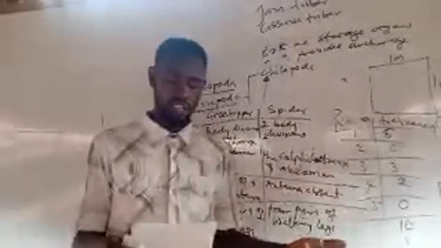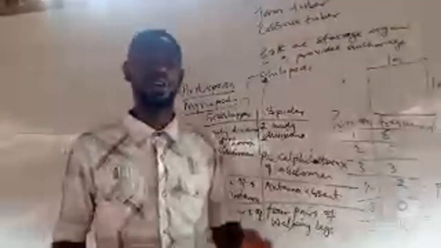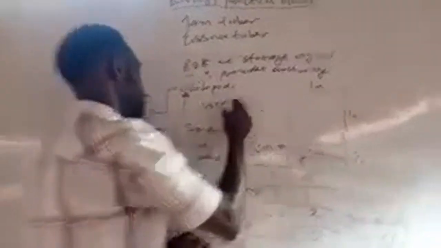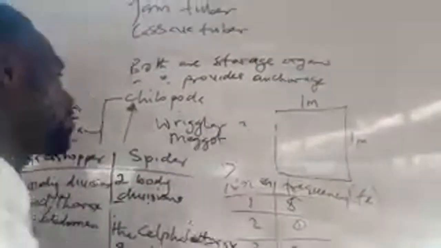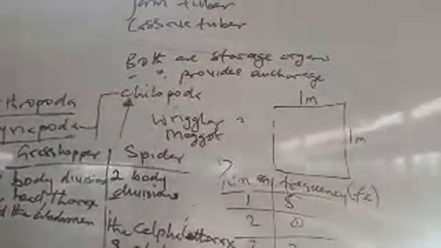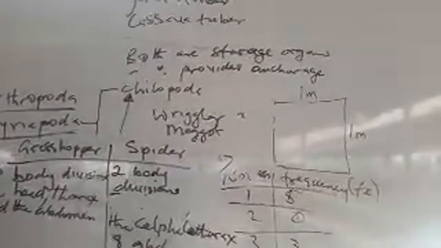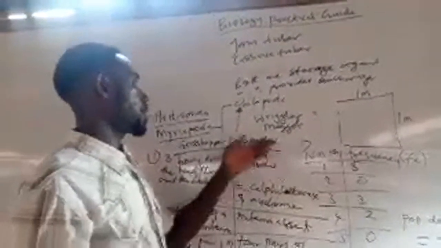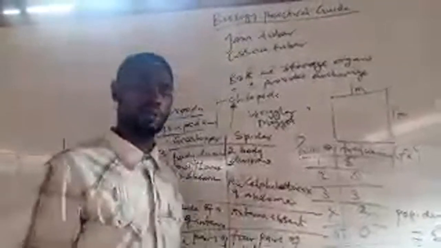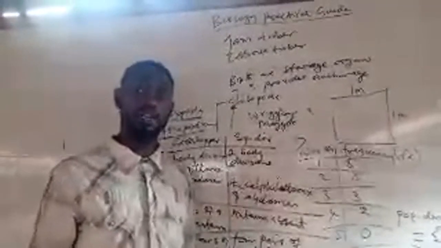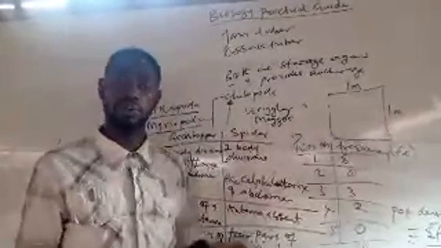Then the larva stage of mosquito is what we call wriggler. It is actually the larva stage of mosquito. Then that of housefly is maggot. So if you take a look at them, you may be asked to differentiate between the two. So when you go, you look at them, use your discretion during examination, because this is a guide. Actually, I wouldn't tell you everything, but I'll give you the basic guide.